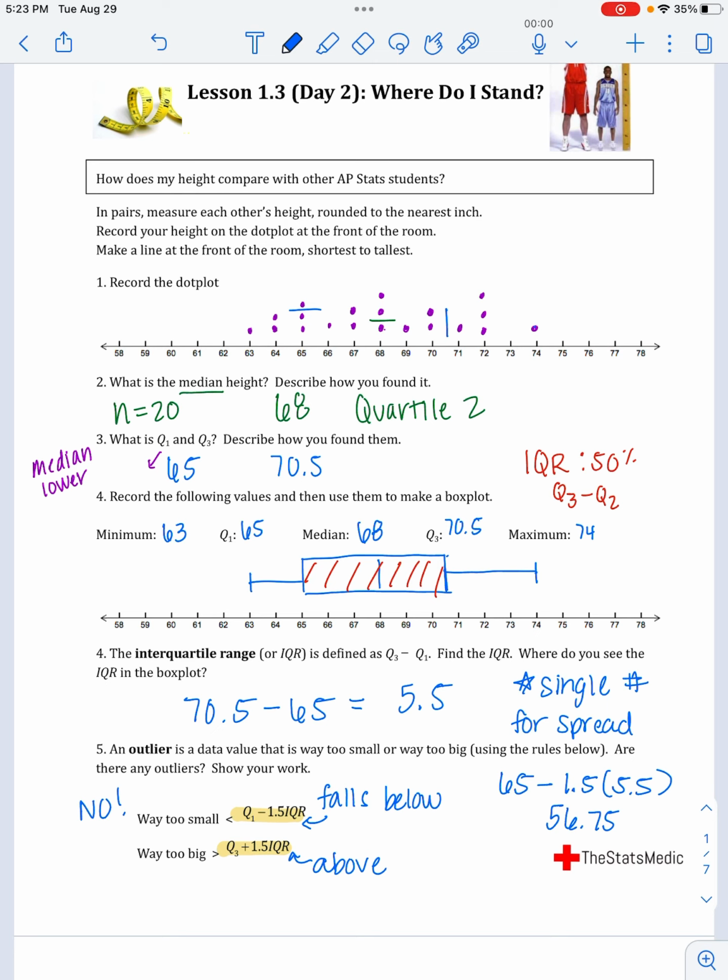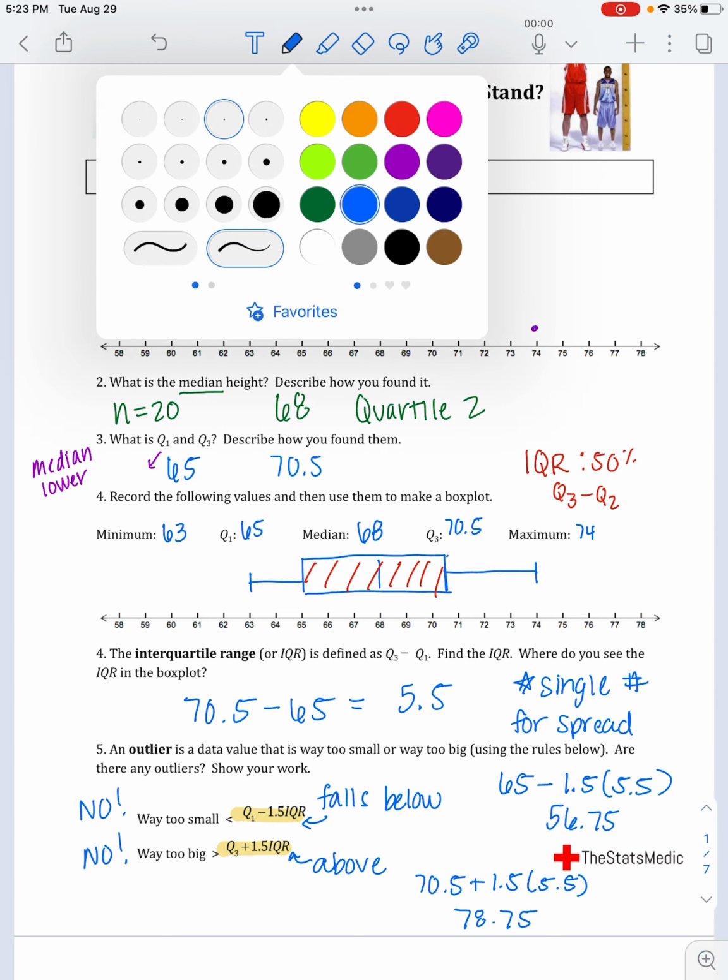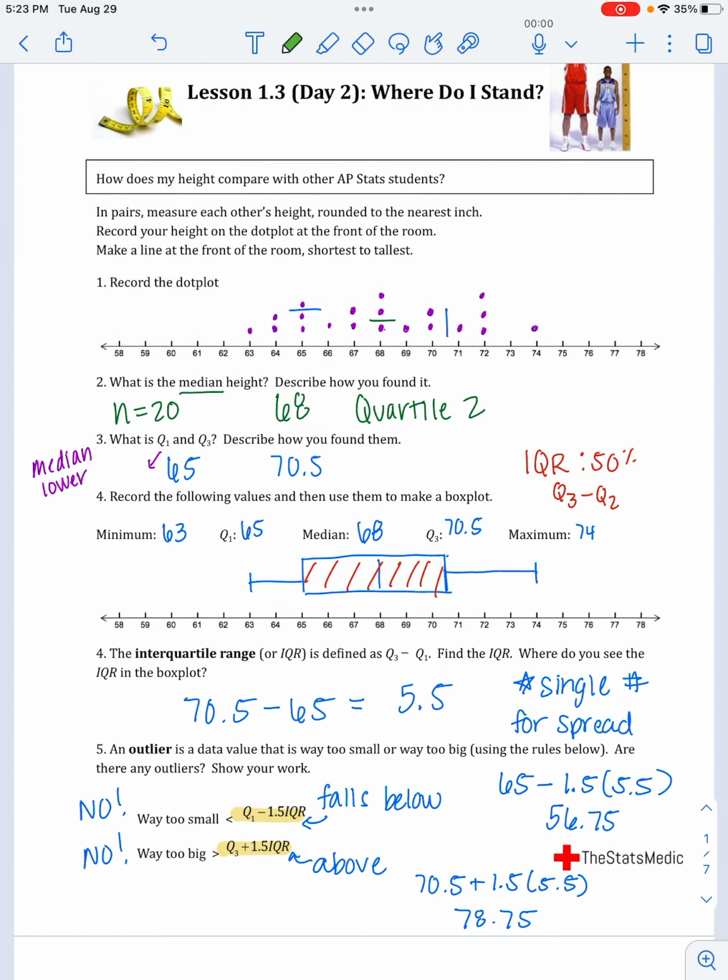Now I do Q3, 70.5. I add that to 1.5 times my IQR. Oops, that should have actually been 5.5 when I wrote that in. So 70.5 plus 1.5 times 5.5 is 78.75. Are any of my data points above that number? No. So here we have no outliers, because a number would have to be less than 56.75 or greater than 78.75 to be considered an outlier.